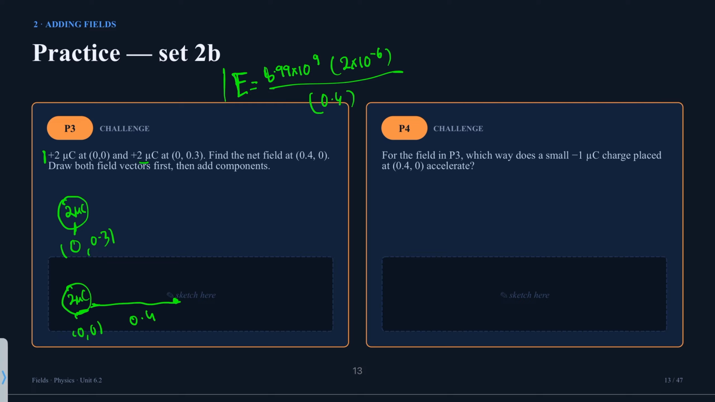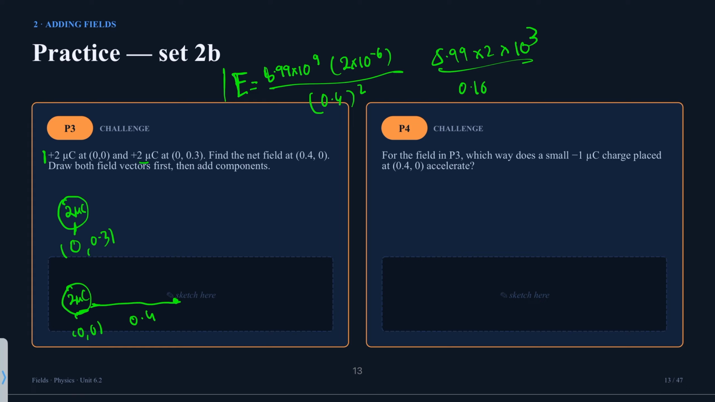0.4 squared. So what that's going to give you, let's compute it here. Before we compute it, we can simplify a bit. 8.99 times 2 over 0.16 times 10 to the 3, just 10 to the 3. Okay, so from there, you can see 8.99 times 2 times 1,000 divided by 0.16.